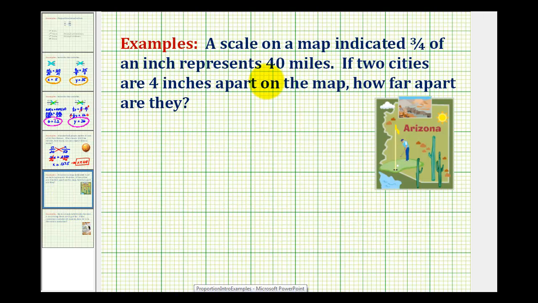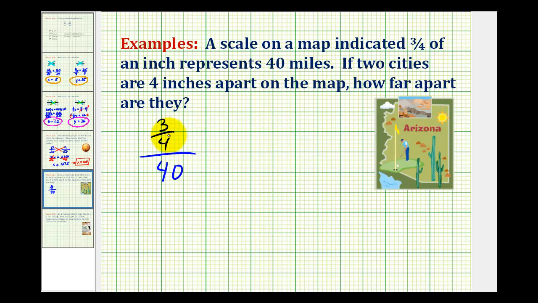Here we're given a scale on a map: 3/4 of an inch represents 40 miles. If two cities are 4 inches apart on the map, how far apart are they? So we'll set up two ratios comparing the length on the map to the actual length in miles. So our first ratio will be 3/4 to 40.